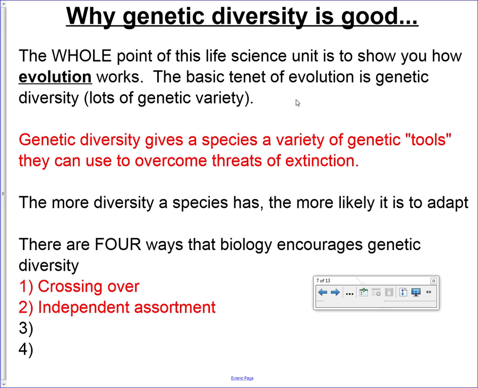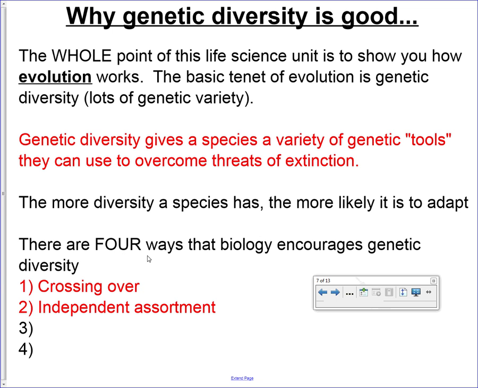So the fact that some of us are varied in our genetics allows us to maybe possibly adapt to that virus or live through that viral attack. Maybe we do have the genetics that aren't going to be damaged by that virus. So that group of people would live on. So the more diversity a species has, the more likely it is to adapt. It doesn't mean that you're guaranteed to adapt, but it means that you're just more likely.